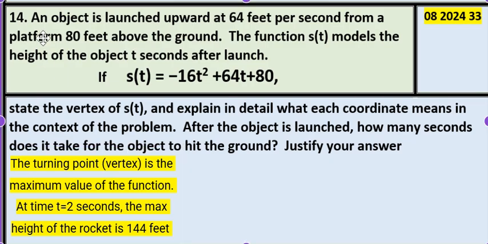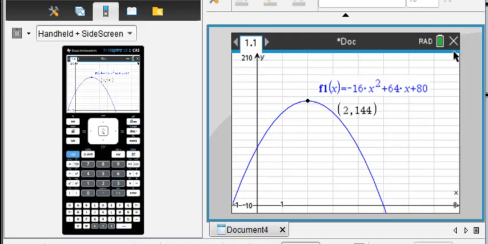Now, the other question is, after the object is launched, how many seconds does it take for it to hit the ground? So back to our calculator, notice when I look on the left-hand side, over here are the negatives on the left of the y-axis. I don't care about that because it doesn't really exist. This rocket started 80 feet in the air. So really what I care about is this on the right.